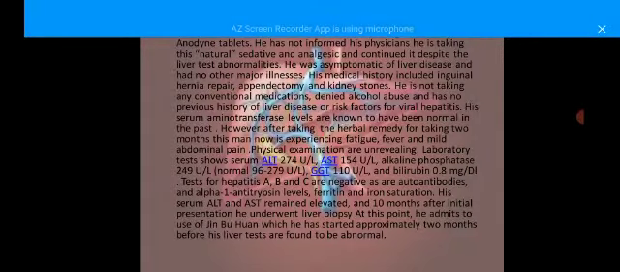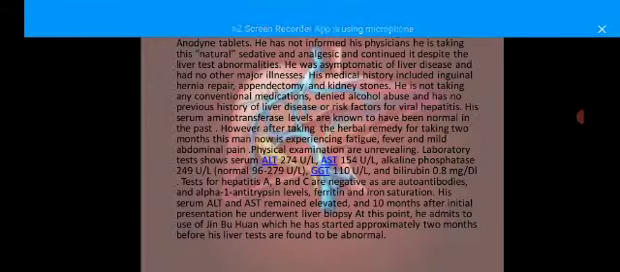Case study. Okay, so here we have a case study of a 49 years old man who is found to have elevation in serum aminotransferase level 2 months after starting Jinbu Huan anodyne tablets. He has not informed his physician he is taking these natural sedative and analgesics and continued it despite the liver test abnormalities.